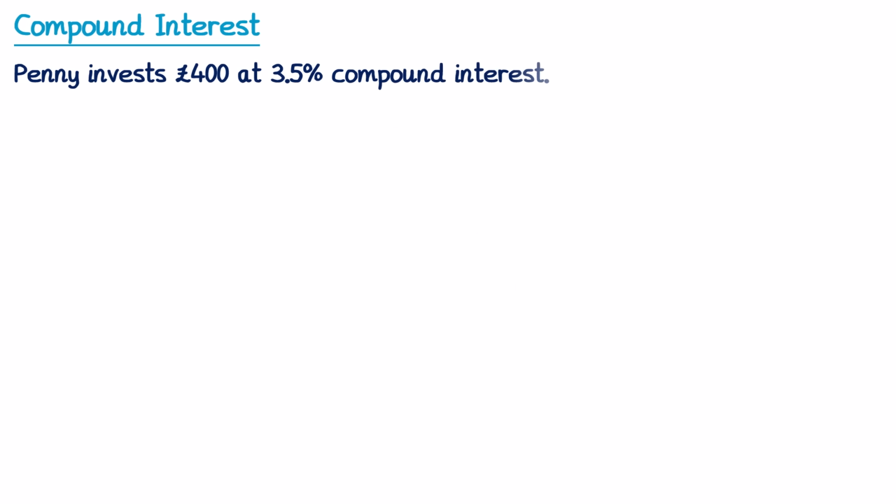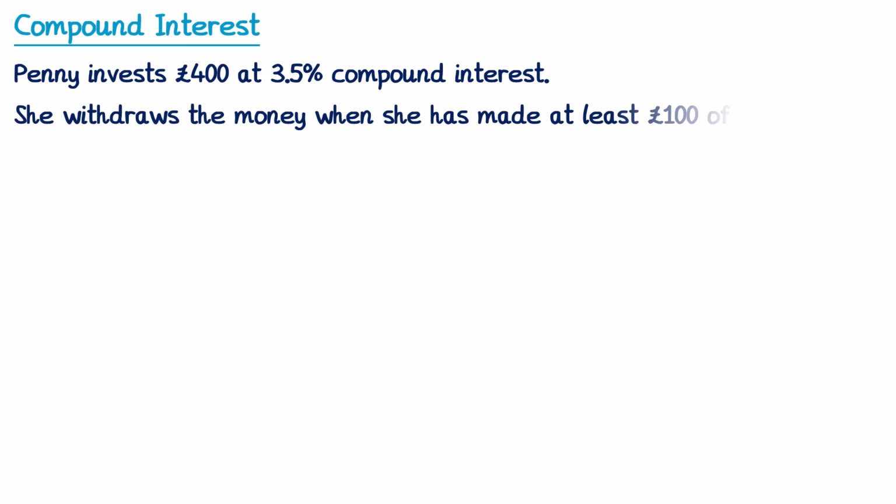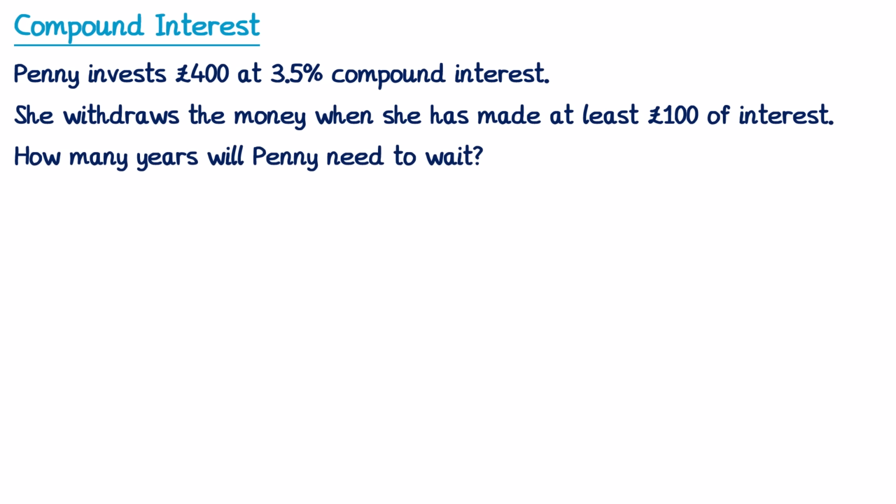In this next example, we are told that Penny invests £400 at 3.5% compound interest. She withdraws the money when she has made at least £100 of interest. We're asked how many years will Penny need to wait. So we can start with the usual compound interest calculation. We have £400, and the rate of interest is 3.5%, so we multiply by 1.035. But for this question, we don't know how many years it is. In fact, that's what we need to work out.